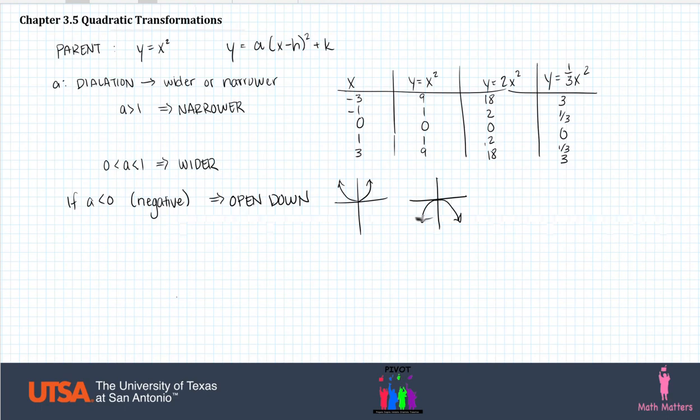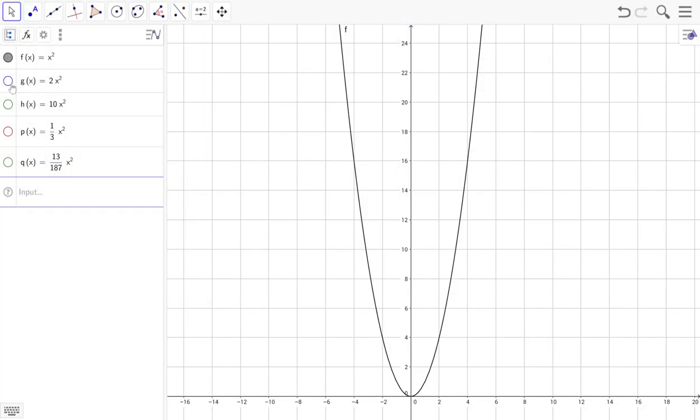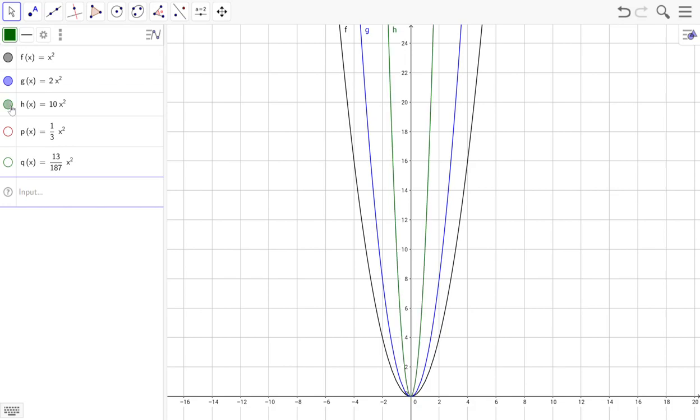So if we look at different a values for our parent function, y equals x squared, we have the parent in black. And if I have 2x squared, where a is greater than 1, then it's going to be narrower, and that's shown in blue. Then if I make a even bigger, let's say 10x squared, then it gets even narrower. So the bigger a gets, the narrower your function is going to look on a graph.